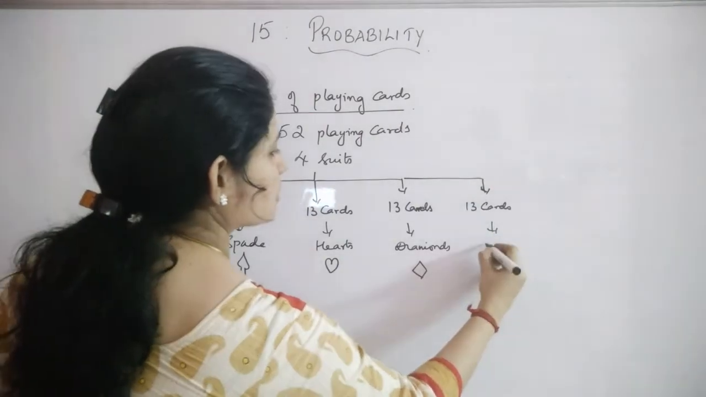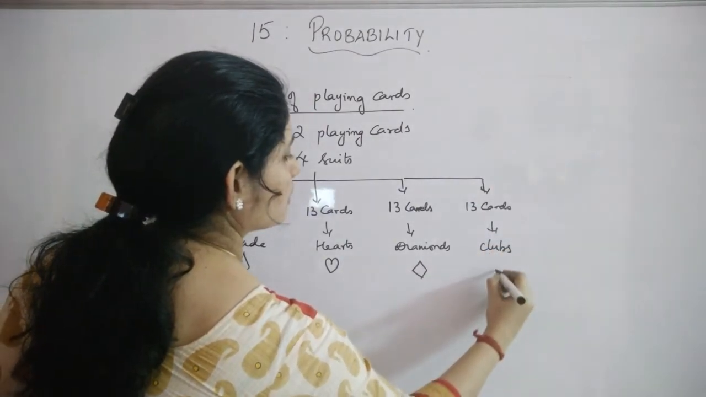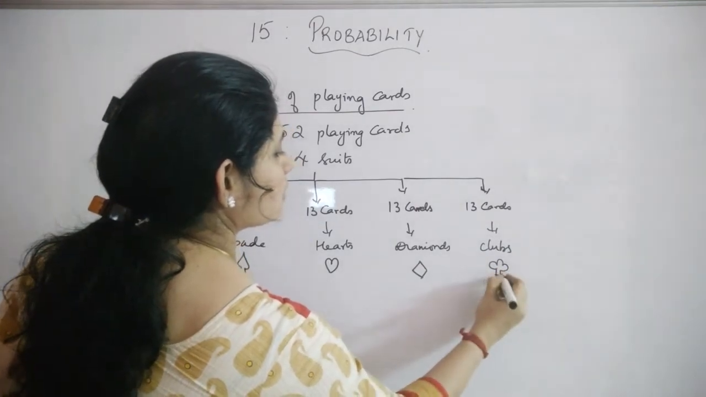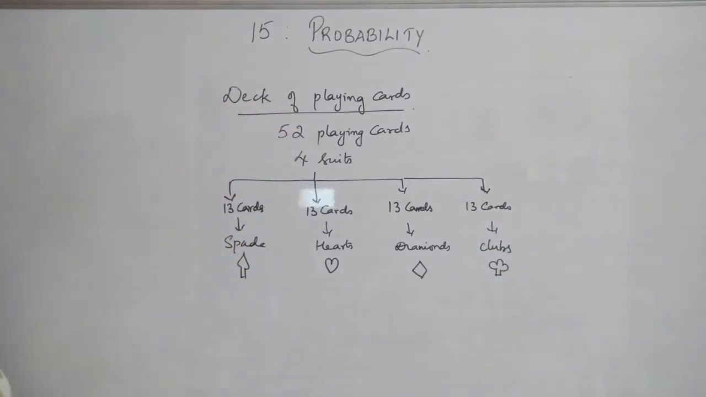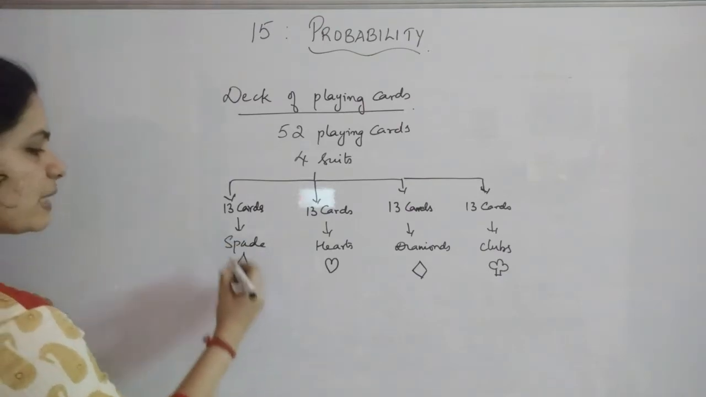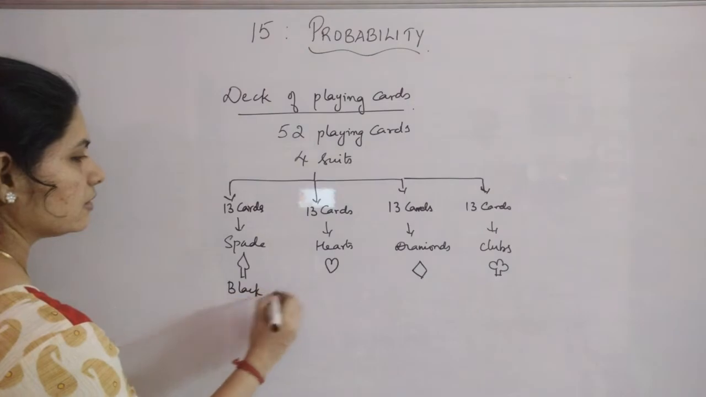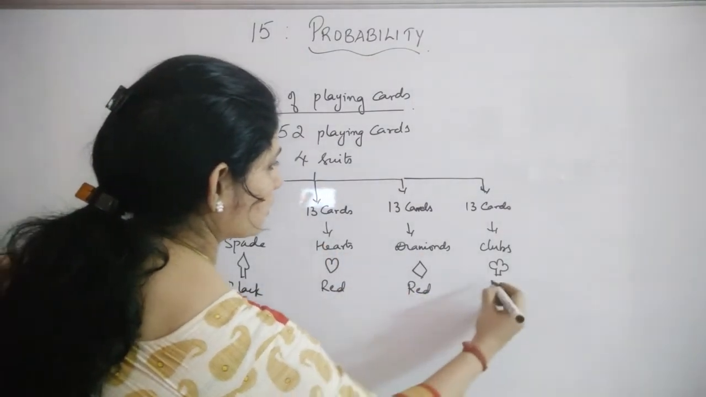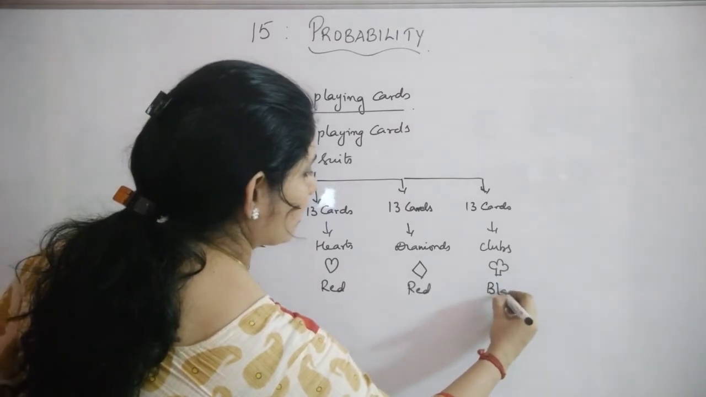And the last thing is clubs. So these are the 4 shapes you will find in a deck of playing cards, and each has 13 cards. Now the 13 cards will be like this. Again, spade is black in color, hearts red, diamonds red, and clubs again black.